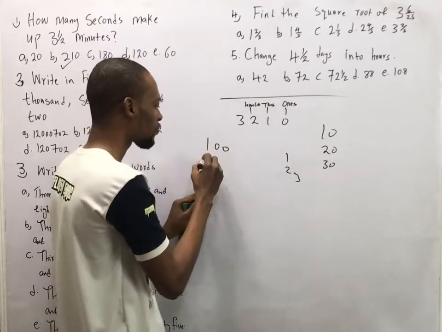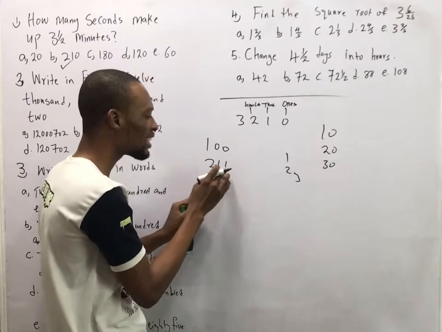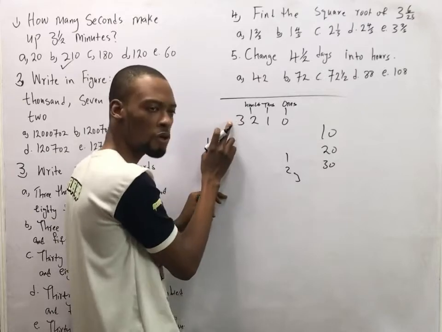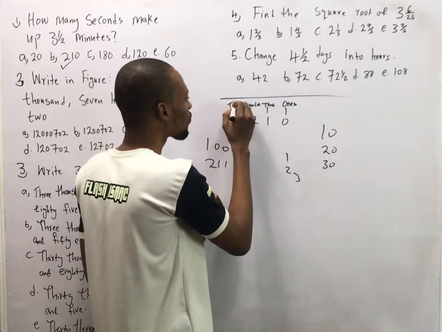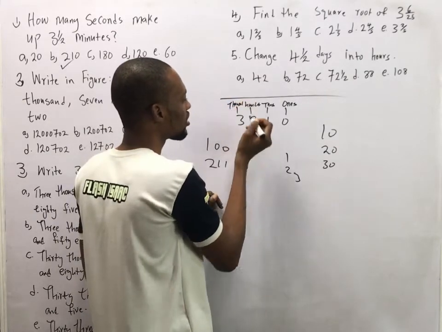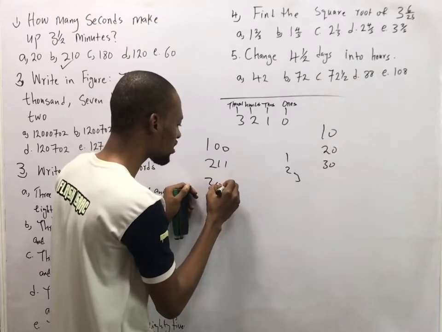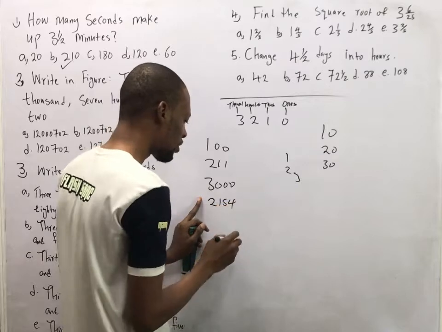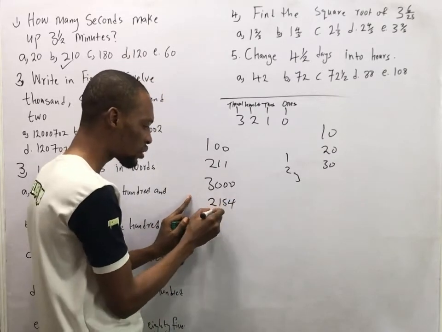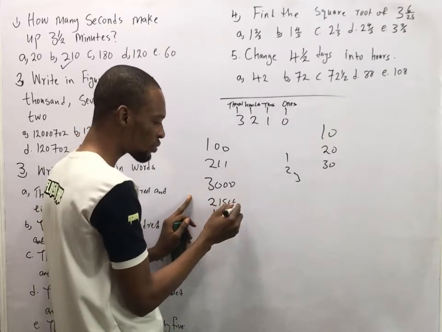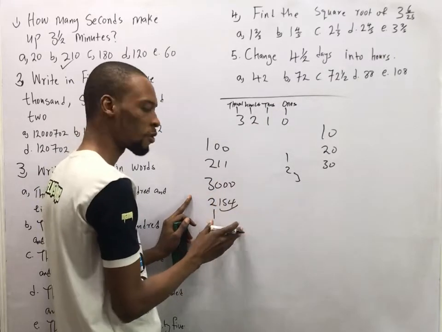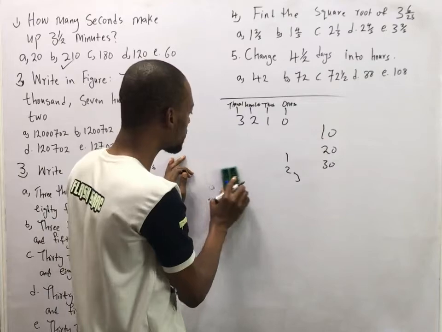So if I have 211, it's up to 3, so it's in hundreds. When it gets to 4, it becomes thousands. So if I have something like 3000, or 2154, this one is already in thousands. This is 2000, which is 4. Then this one is 3, which means it's in hundreds. So 154. If it goes on, it becomes 10,000.